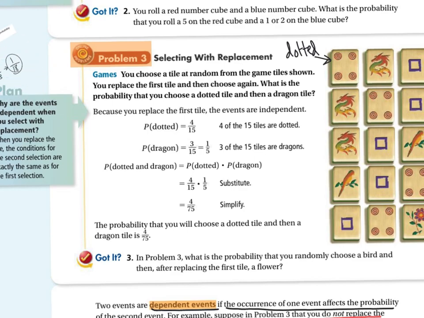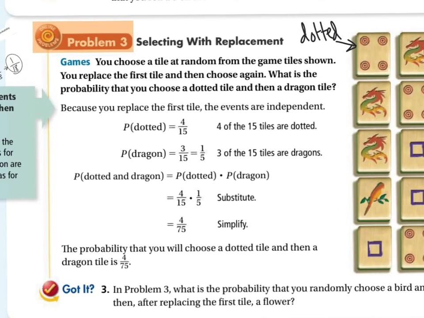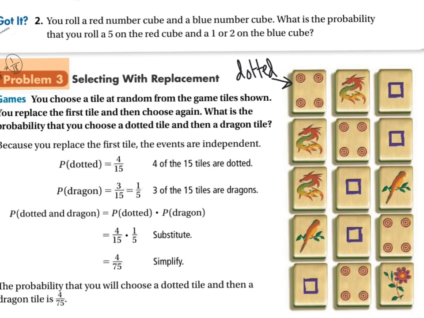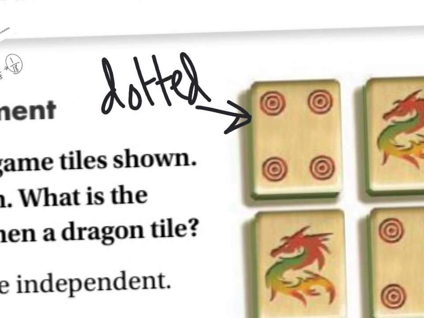So if we look at problem 3, you choose a tile at random from the game tiles shown. You replace the first tile and then choose again. What is the probability you choose a dotted tile and then a dragon tile? And they're calling these the dotted tiles, if you can see. They kind of look like some stove burners, stovetop burners.